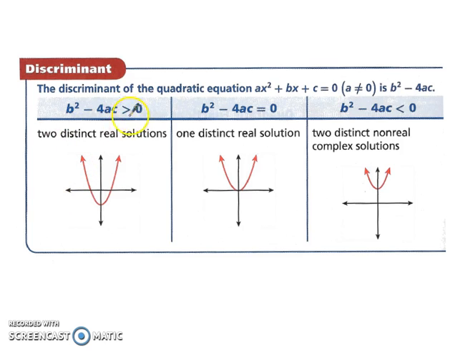So if it's greater than 0, you have two distinct real solutions. If it equals 0, you have one real solution. And if it's less than 0, you have two non-real complex solutions. So let's practice.